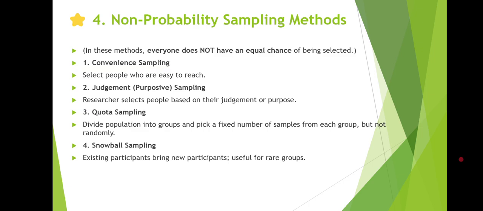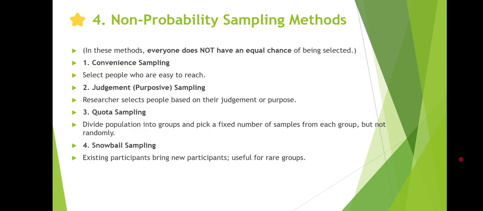Third, we have quota sampling. The population is divided into groups and a fixed number of samples is taken from each group, but selection is not random. For example, 20 boys and 20 girls selected conveniently.